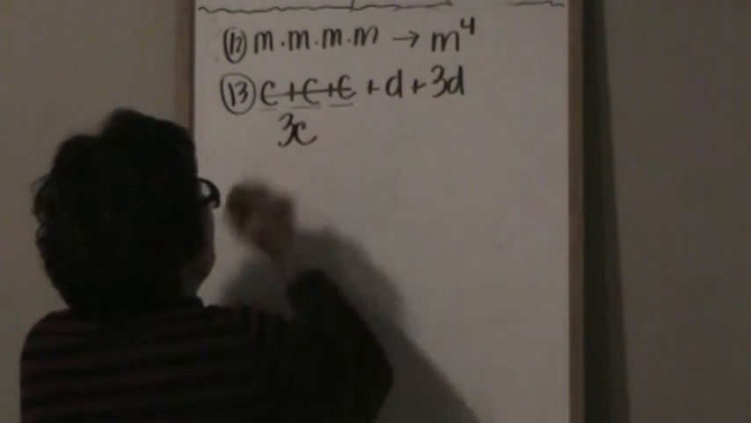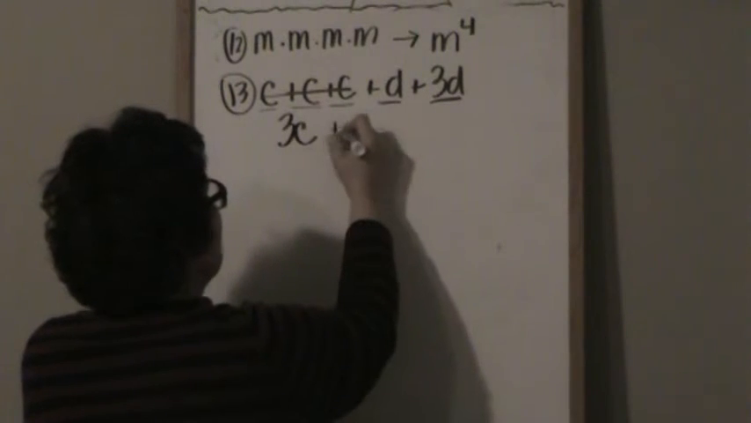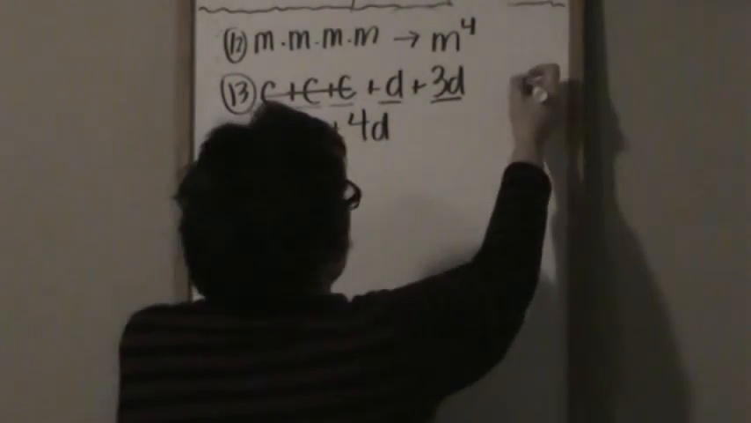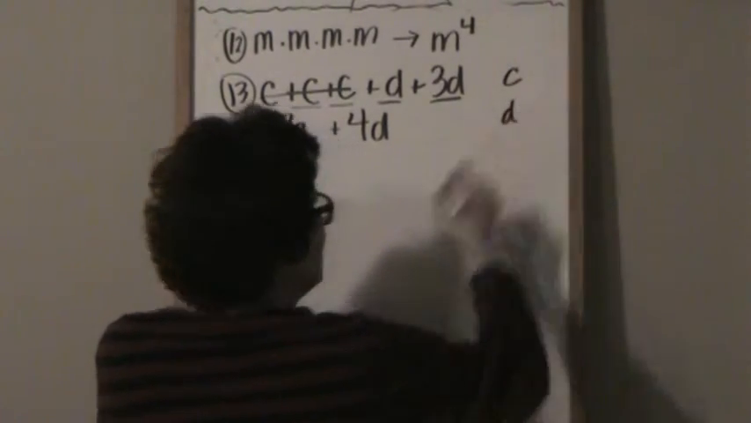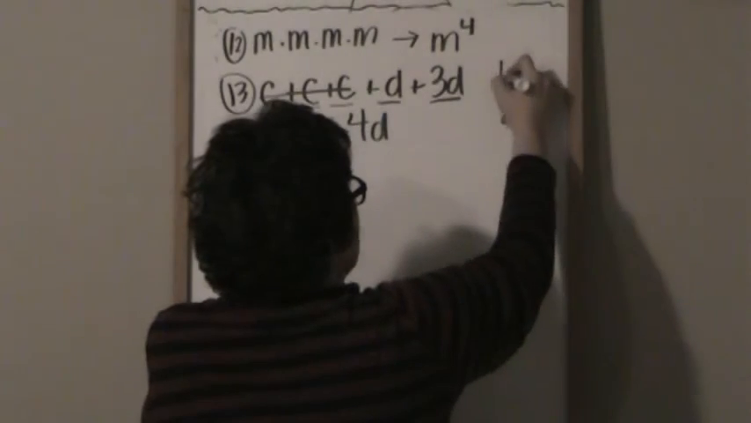Okay, taking care of those. And then I have 1D and 3 more D's, so that's 4D. Remember, a variable that looks like this, if it doesn't have a coefficient, it is assumed that it is a 1.